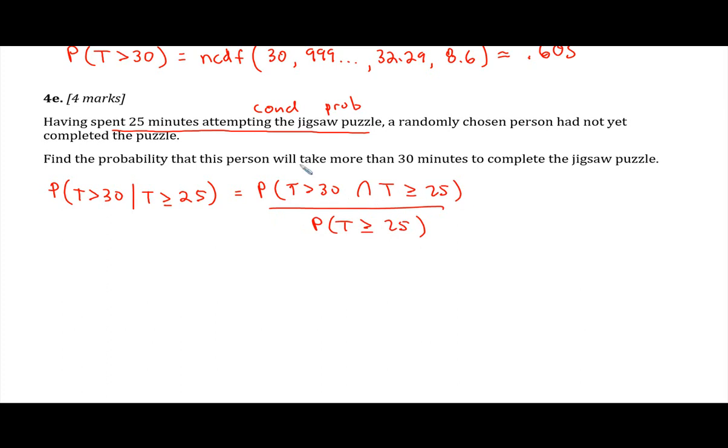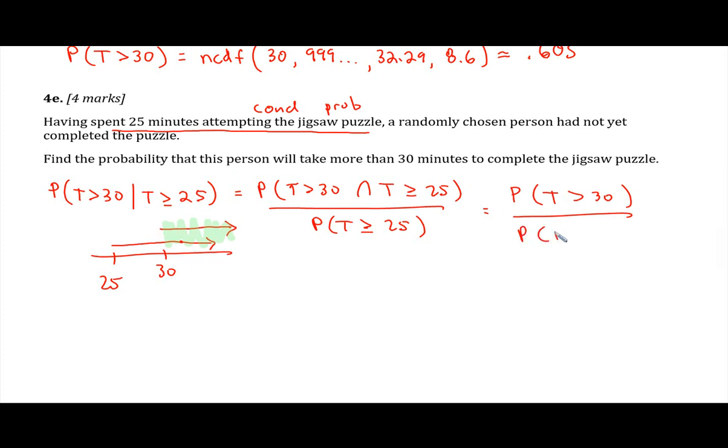Now you have to think about the top here. What's the intersection of the time greater than 30 and the time greater than or equal to 25? Think of a number line. Let's say here's 25, so greater than 25 is like this. Now 30 is like this. The intersection is where they overlap. They overlap here, so the numerator is really just when the time is greater than 30, divided by the probability of the time greater than or equal to 25.